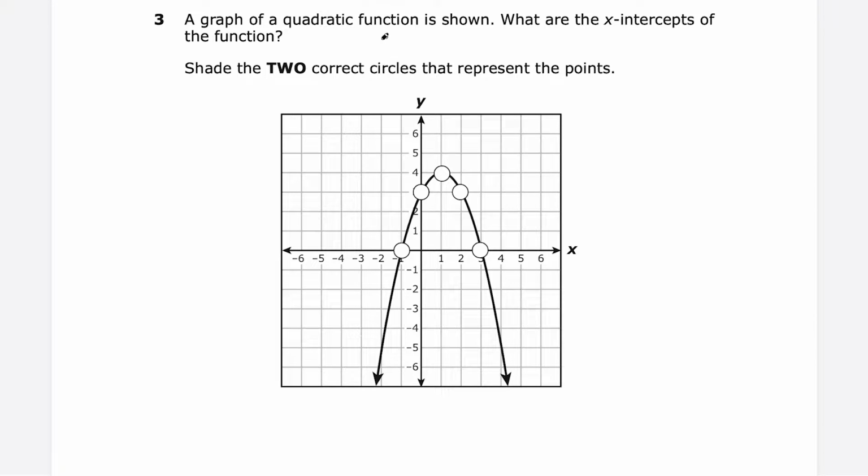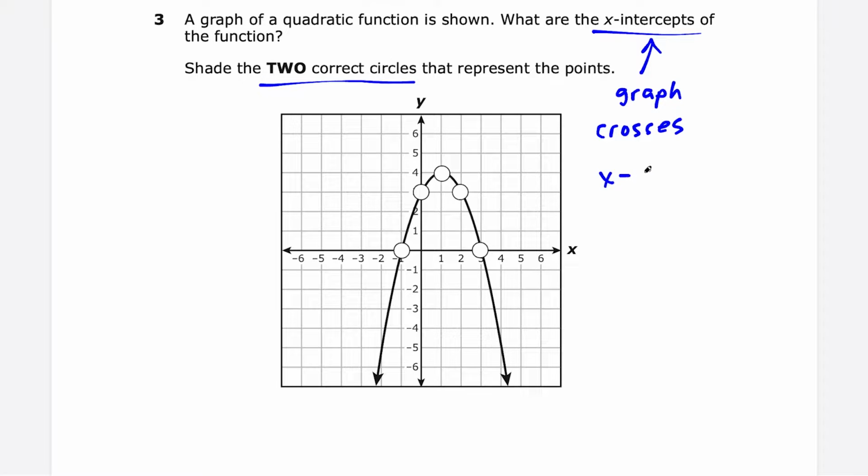Question 3, we have a graph of a quadratic function and we want to know what are the x-intercepts of the function, and we have to shade the two correct circles that represent the points. Now the x-intercepts are the points where the graph crosses the x-axis. This is what we're looking for.